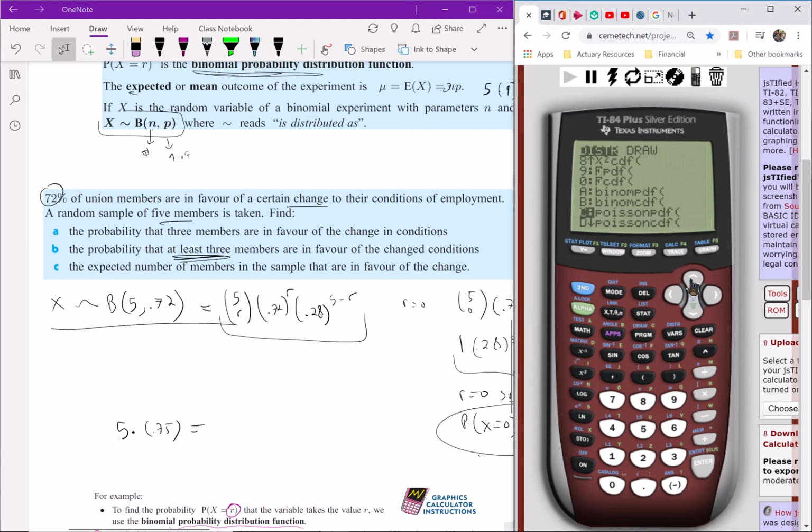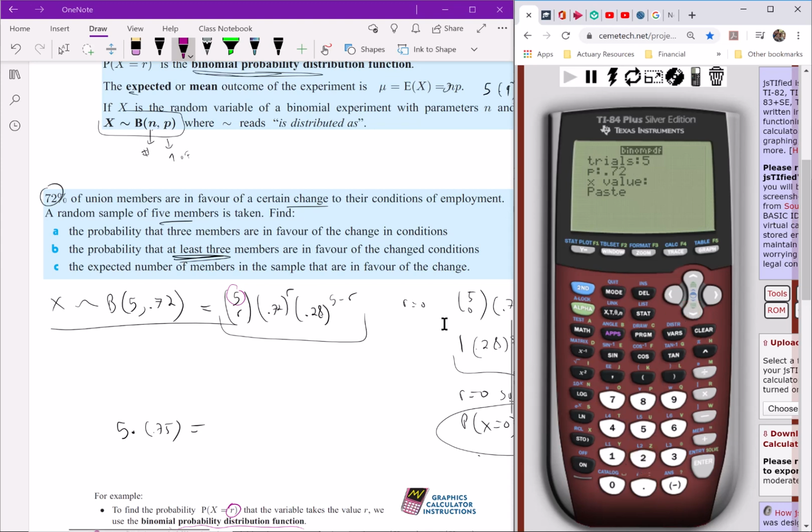We're going to start with problem A, which is what's the probability that exactly 3 members are in favor of the change in conditions. We can do that. That's exactly 3 members, right? So we're going to do the PDF because it's exactly one value. In this case, number of trials is 5. There are 5 members. Our n value is 5. That's also what this meant, right? In this case, the probability of success is 0.72.